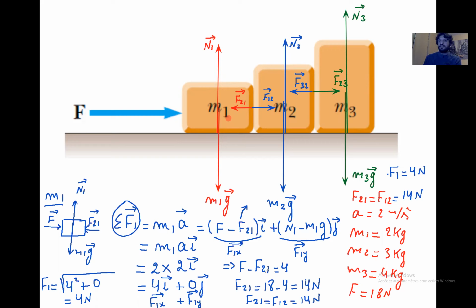Now I want to take all the forces applied on M2. I clean a little.